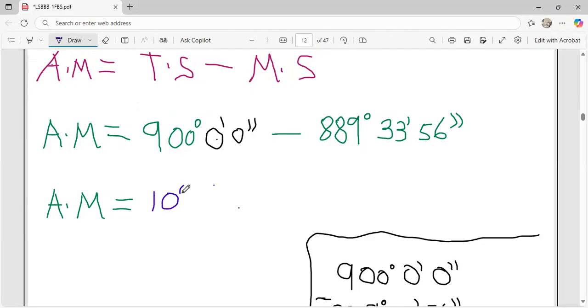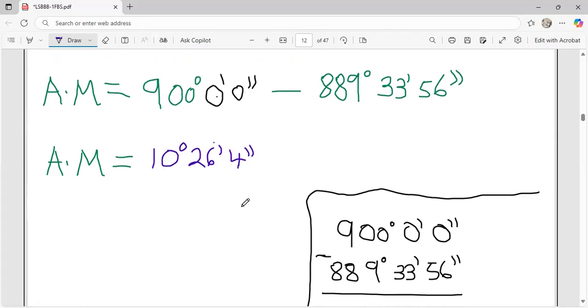10 degrees, 26 minutes, 4 seconds. If you are able to punch this on the calculator very well, this is the answer you're going to get: 10 degrees, 26 minutes, 4 seconds.